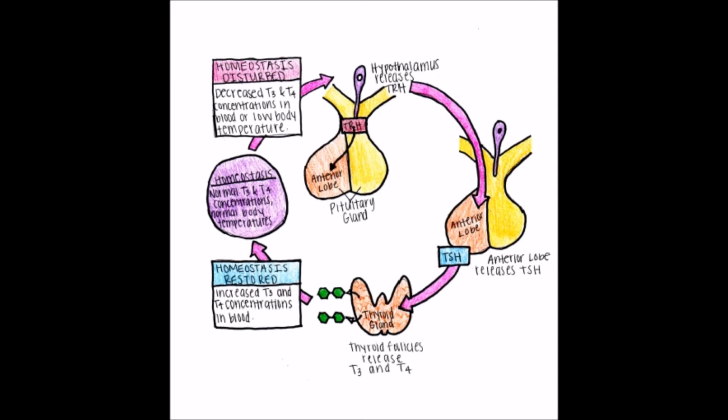Homeostasis is when there are normal amounts of T3 and T4 concentrations in the blood and normal body temperature. Homeostasis is disturbed when there is a decrease of T3 and T4 concentrations in the blood or low body temperature. The hypothalamus will release thyroid-releasing hormone. After thyroid-releasing hormone is released, the anterior lobe of the pituitary gland releases thyroid-stimulating hormone. When the thyroid becomes stimulated, it will then release T3 and T4 hormones. Homeostasis then becomes restored by an increased amount of T3 and T4 concentrations in the blood.